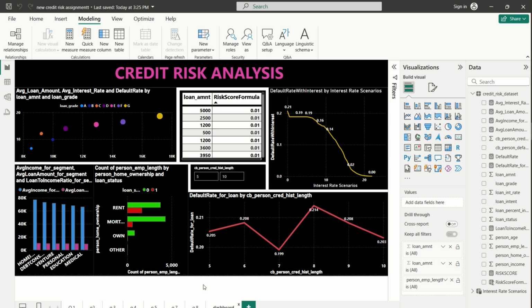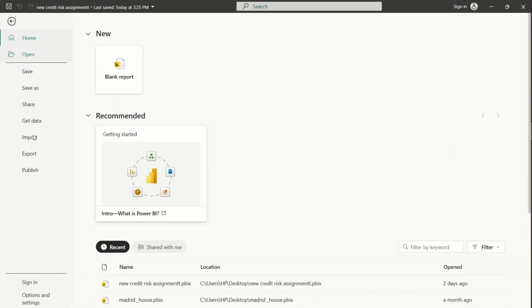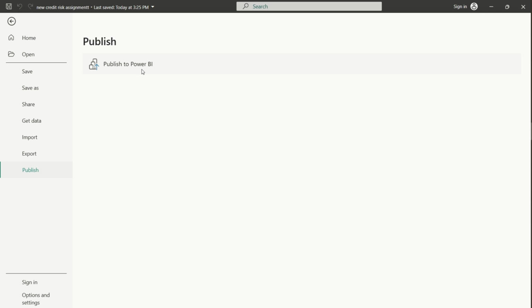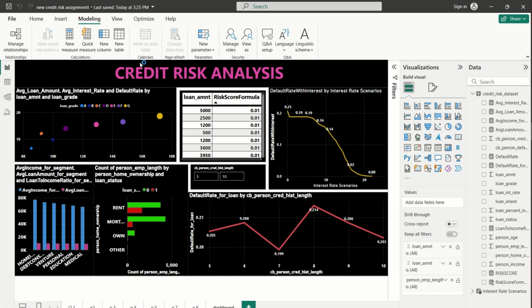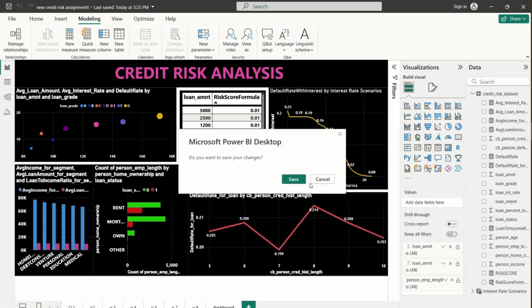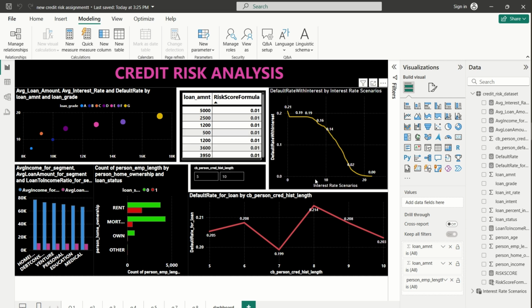Now we will see publishing the dashboard. So for that you have to open your Power BI Desktop file. Then you have to go into File here on the left side. Then after going to that, you have to click here on Publish. Then you can see here the option Publish to Power BI. Then here you have to sign in when prompted. Select your workspace and hit Publish. This will upload your report to the Power BI cloud, making it accessible online.